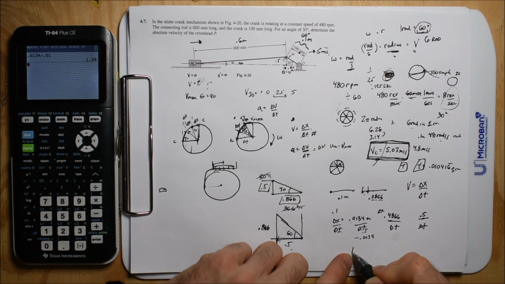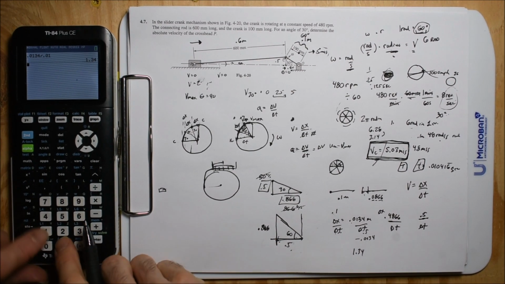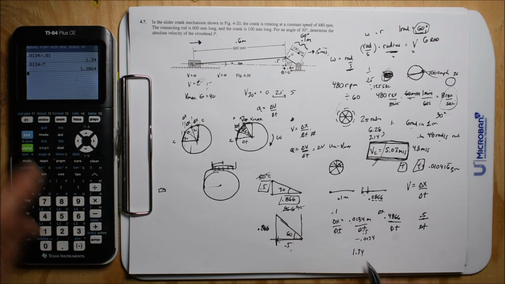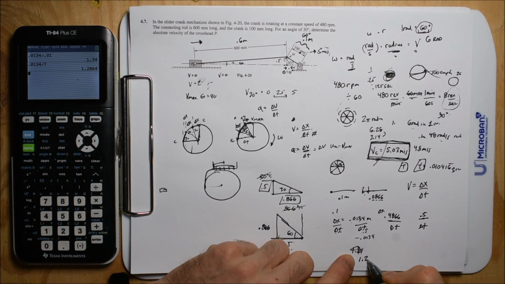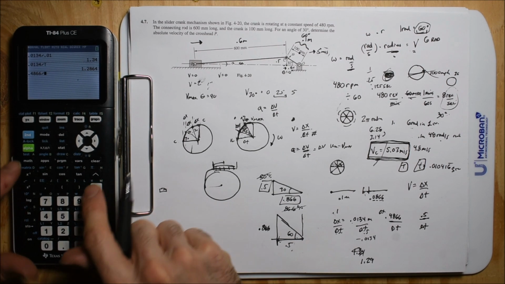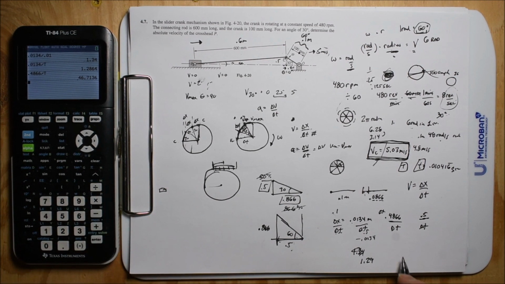So our velocity is 1.3, and I'll do t, 0.0134. Might as well get a little more accurate. So our velocity can be 1.29. For this, 0.4866 divided by alpha t. Our velocity, oh, damn it, made a mistake.